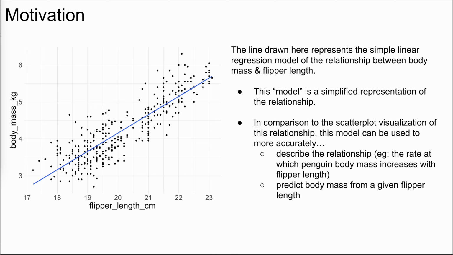Further, in comparison to the scatterplot visualization of this relationship, this model can be used to more accurately describe the relationship. For example, the rate at which penguin body mass increases with flipper length. And it can be used to more accurately predict body mass from a given flipper length.